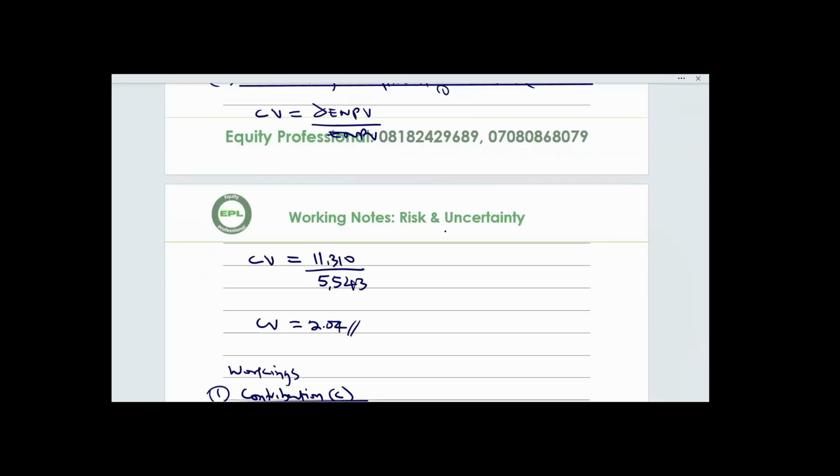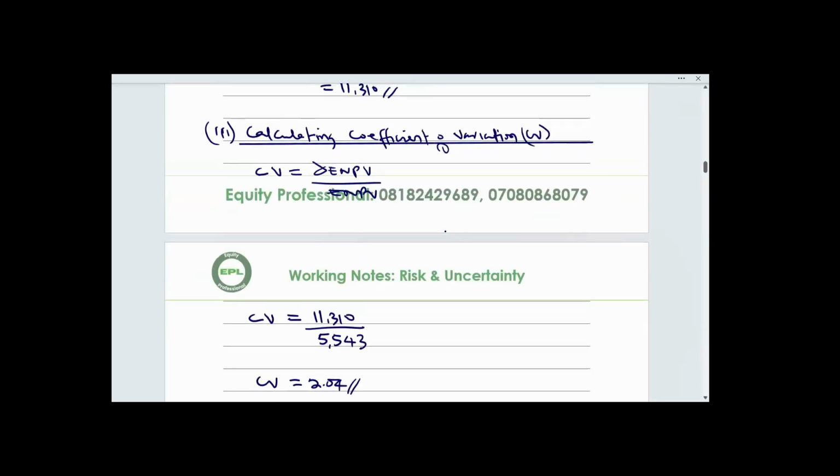That's the end of the question. It's as simple as that. Just know what you are doing. This kind of a question will come as 15 marks, maximum 20 marks, depending on how the question is structured.